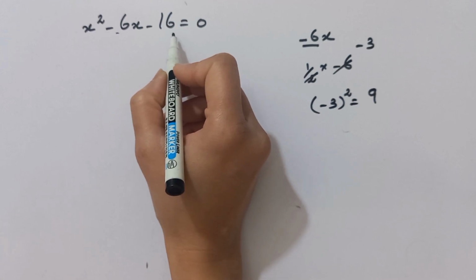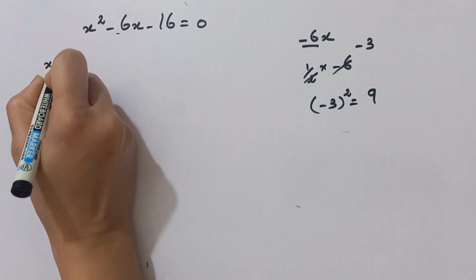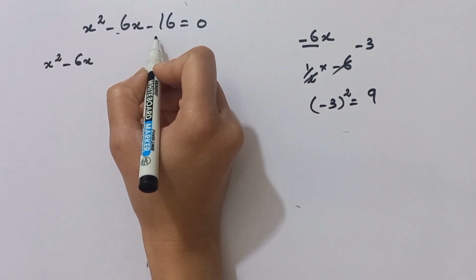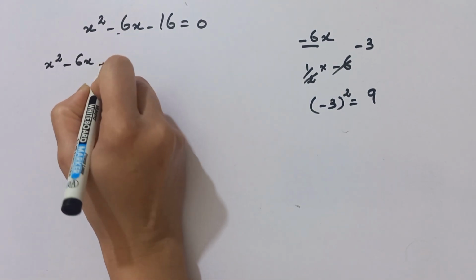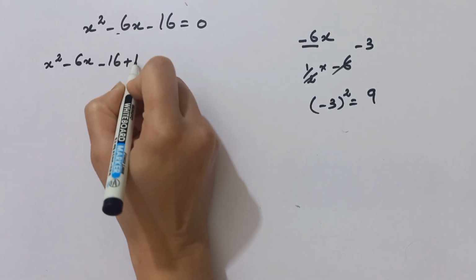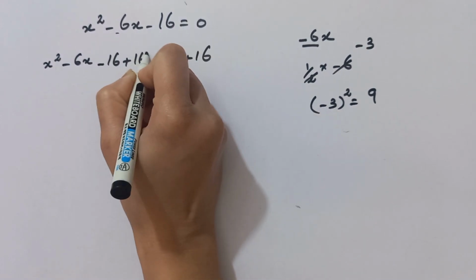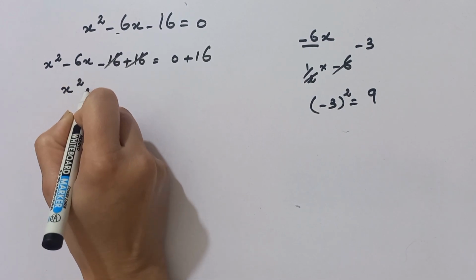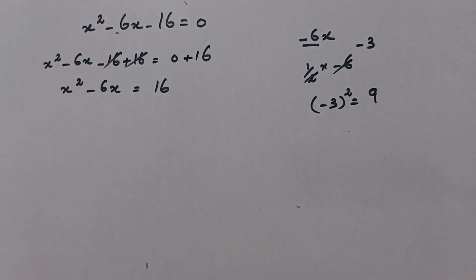So first of all, we will eliminate this minus 16 from x squared minus 6x minus 16. We will eliminate minus 16 by adding 16 on both sides of the equality. Minus 16 plus 16 equal to 0 plus 16. And we are left with x squared minus 6x equal to 16.